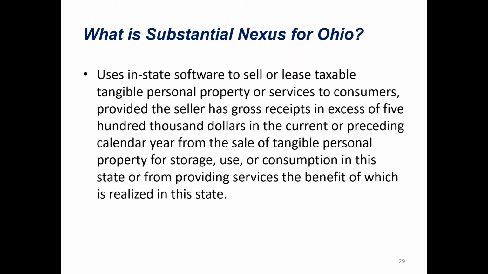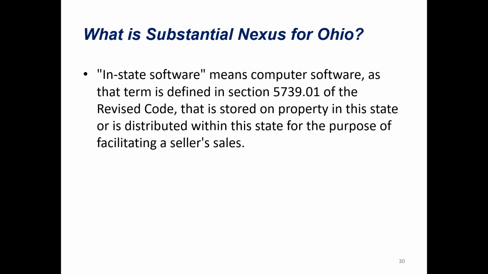So the last one was based on a rolling 12-month statute. This one is based on a previous calendar year or current calendar year of gross receipts in Ohio. And again, that secondary piece of using the in-state software. The $500,000 has to be in this state, right? Correct. $500,000 of taxable sales inside the state of Ohio. And this just provides a definition of what in-state software is.